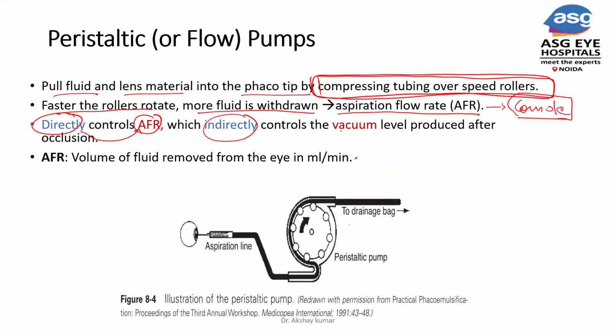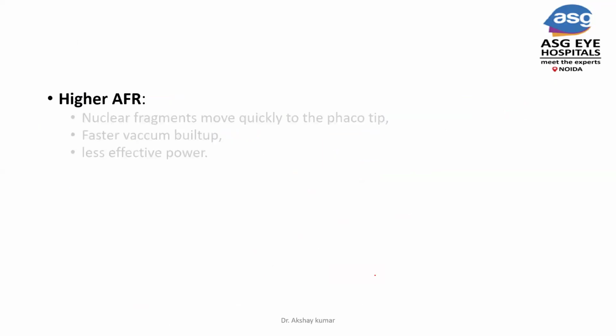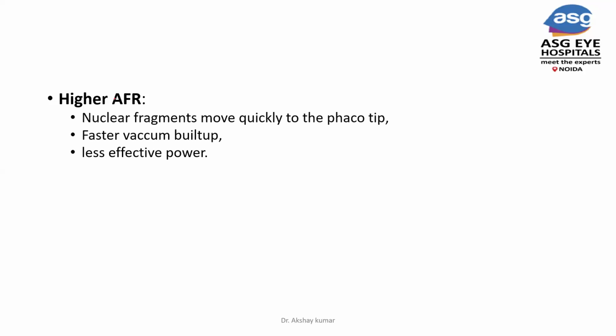So what is AFR? In a single line, it is the volume of fluid removed from the eye in ml per minute. Usually it is set at around 20 to 35 ml per minute. For a higher aspiration flow rate, the bottle height is elevated to maintain the anterior chamber. Higher aspiration flow rate leads to nuclear fragments moving quickly to the phaco tip, faster vacuum buildup, and less effective power.